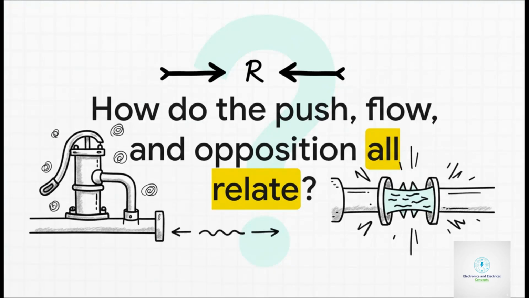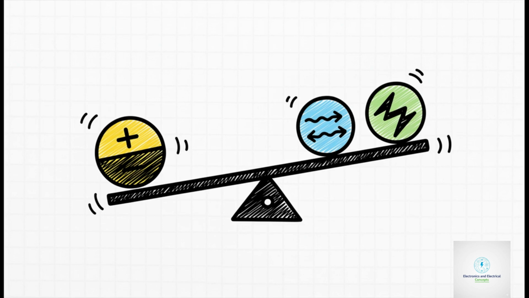And this is the big question, right? How do these three things, the push, the flow, and the opposition, all relate to each other? If you change one, what happens to the others? Well, it's not random. It's all governed by this incredible piece of physics called Ohm's law. And boom, there it is. V equals I times R.